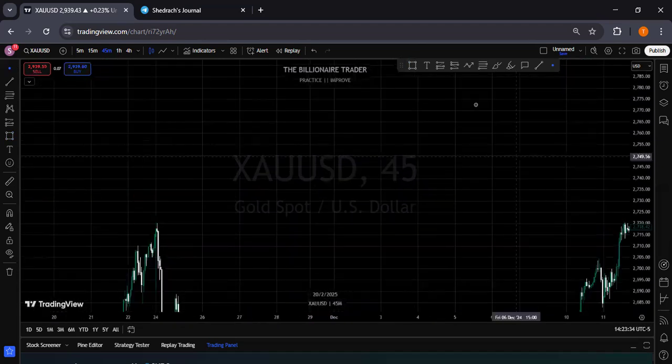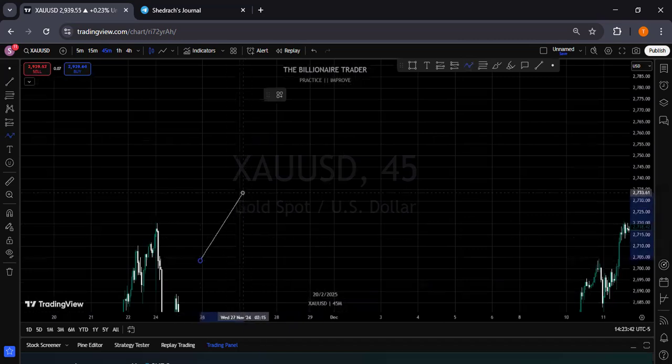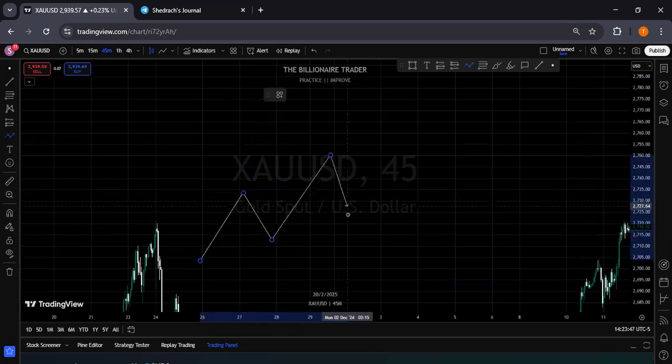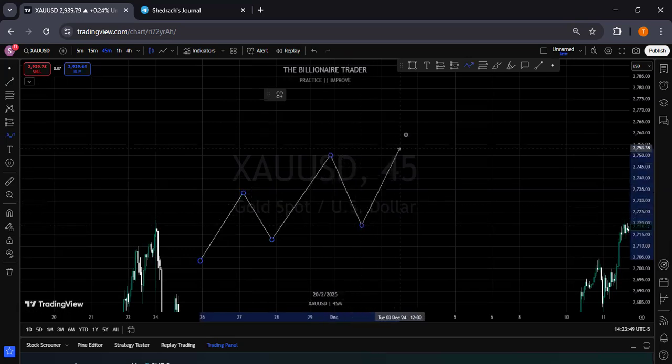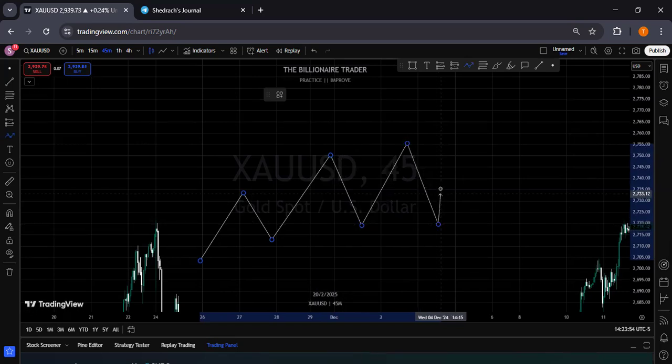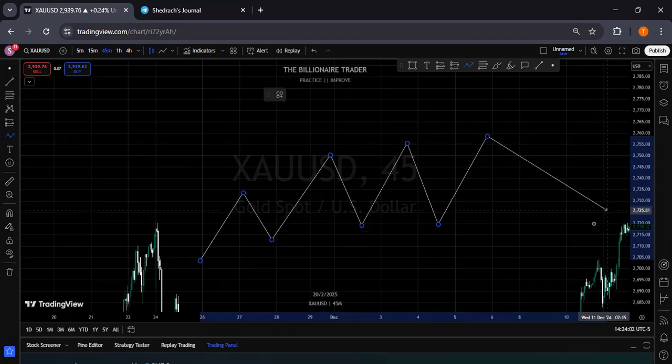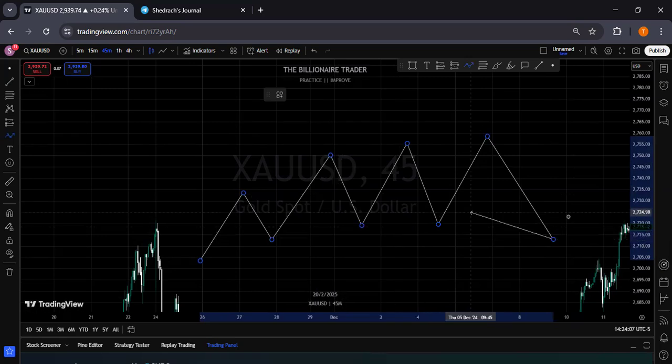There are sometimes that markets will do something like this. Watch closely. Create equal lows like this, and then clear these two equal lows and then activate the entry below here. Why? Because a lot of stop orders will be here. And then what does the market do? The market bounces off like this.